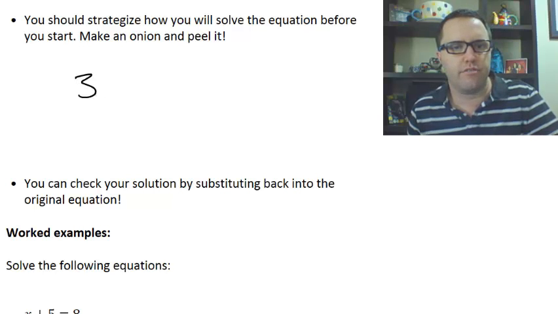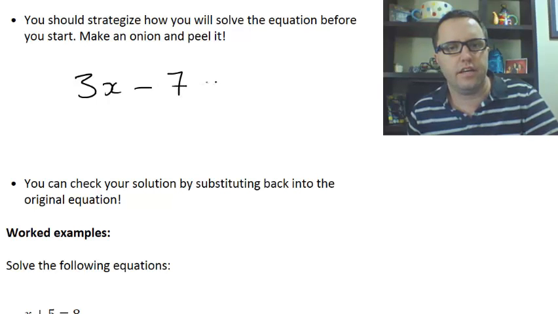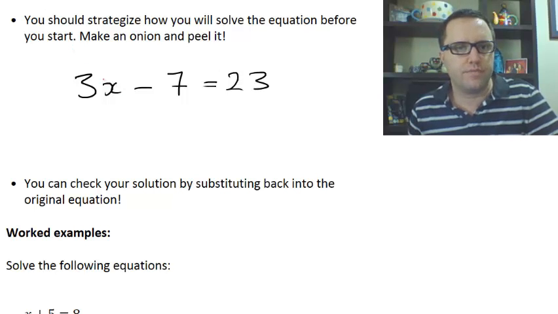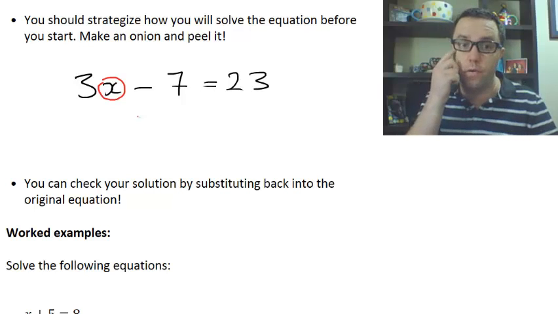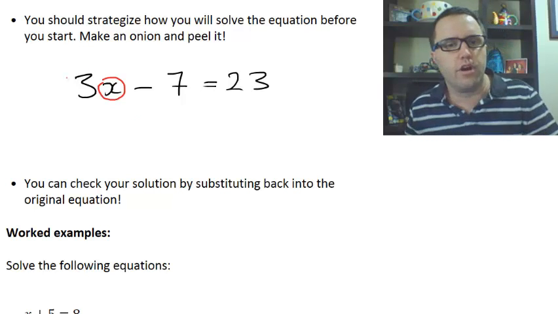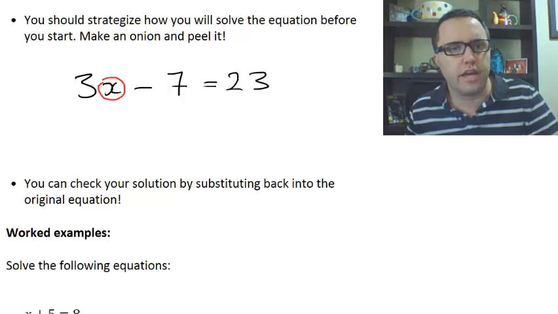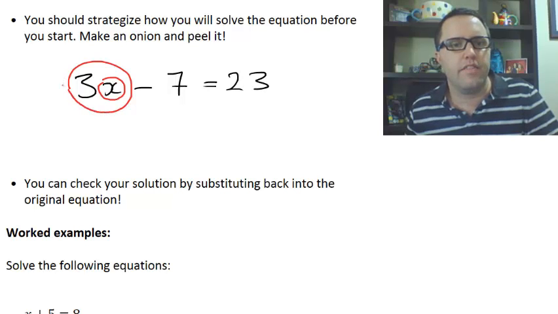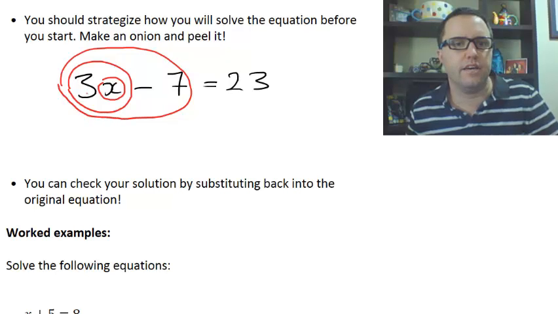If I had 3x minus 7 equals 23, the first thing we do is circle the variable that we're trying to solve for. Then you ask, what's happening to the x next? The 3 is acting on the x next. Draw a layer. Then the next thing happening is they subtract 7. So there are our layers around the equation.